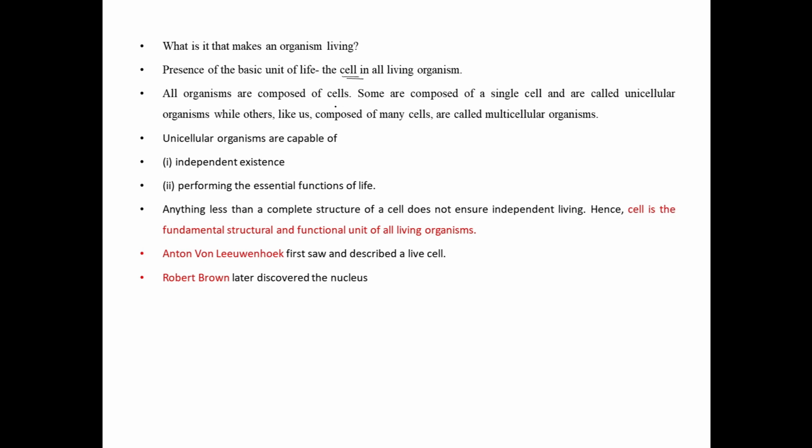Whether it is a single cell organism or a multicellular organism, the basic composition, or we can say the basic structure of a living organism, is a cell. And we know that unicellular organisms are capable of independent existence. For example, in a multicellular organism there are various functions such as respiration, digestion, excretion, movement. For each and every function there is a specific organ system dedicated to it. But in case of unicellular organisms, a single cell is capable of doing all the functions which are necessary for living, right?